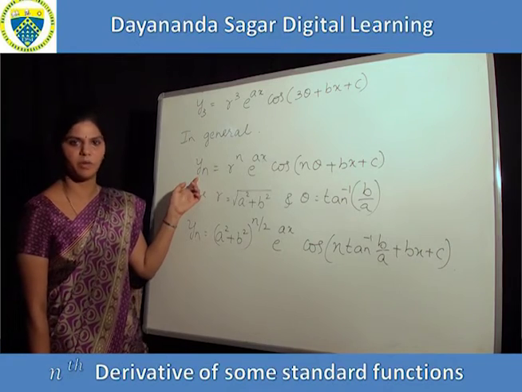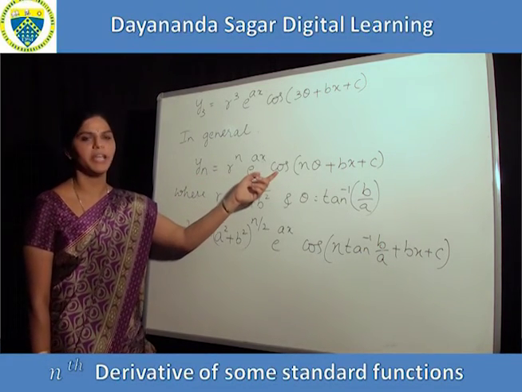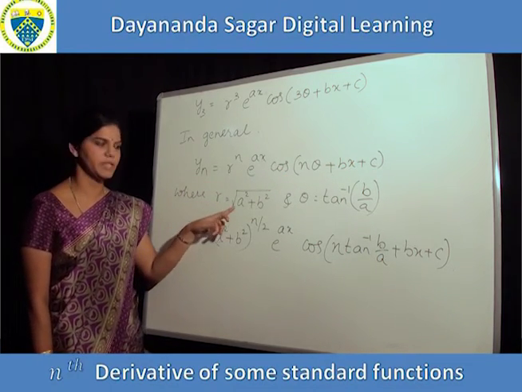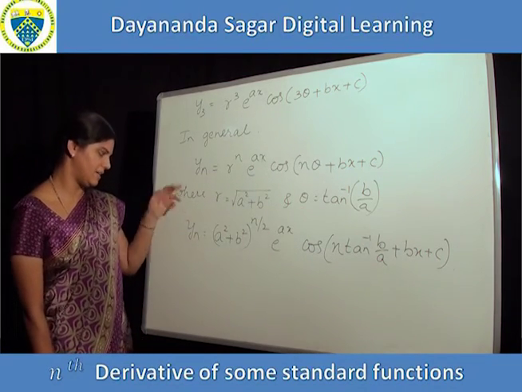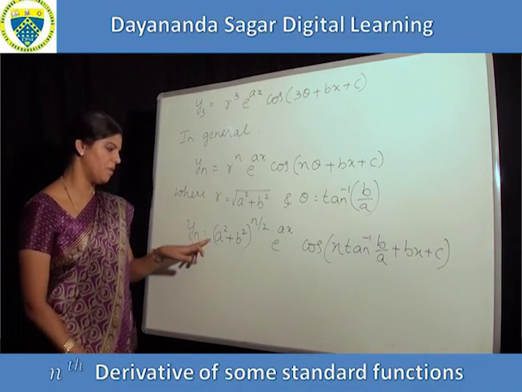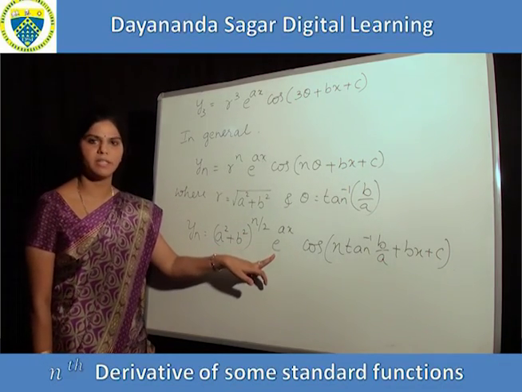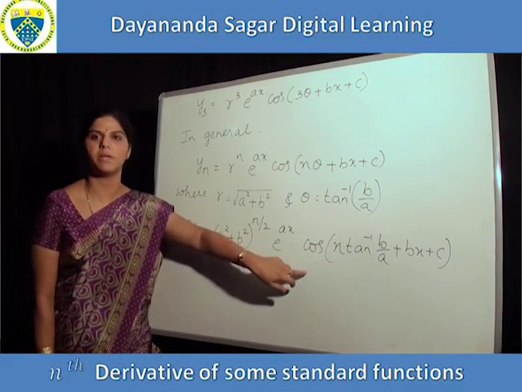So we can generalize for n, yn is equal to r power n e power ax into cos n theta plus bx plus c, where r is root of a square plus b square and theta is tan inverse of b by a. Hence we can write the nth derivative in this form, that is a square plus b square to the power n by 2 e power ax into cos of n into tan inverse of b by a plus bx plus c.